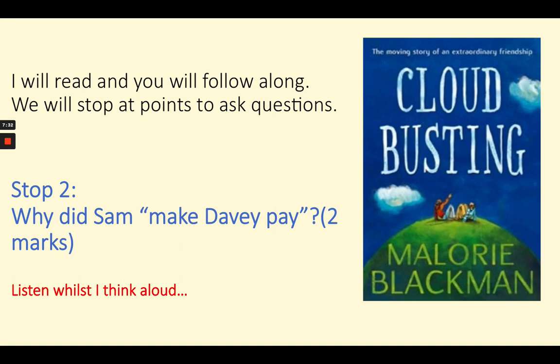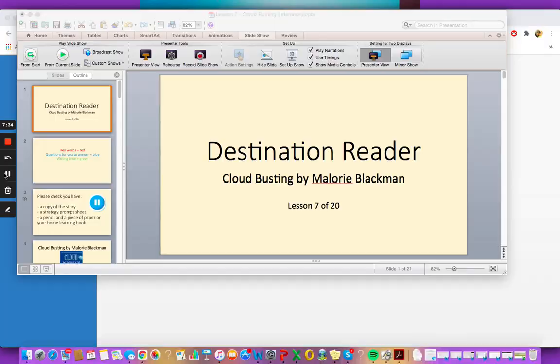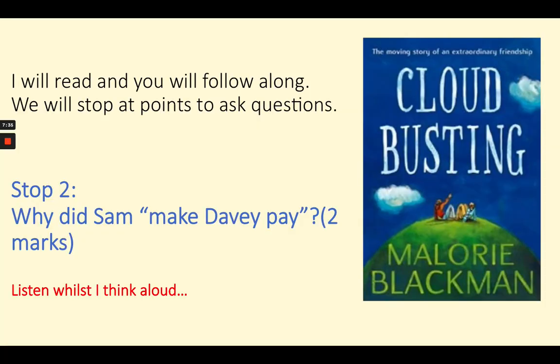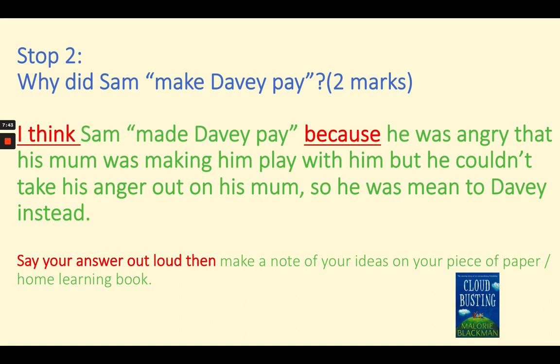Let's have a quick think here. I know that to make someone pay for something means to do something unkind. Here's my answer. I think Sam made Davy pay because he was angry that his mum was making him play with him. But Sam couldn't take his anger out on his mum, so he was mean to Davy instead.